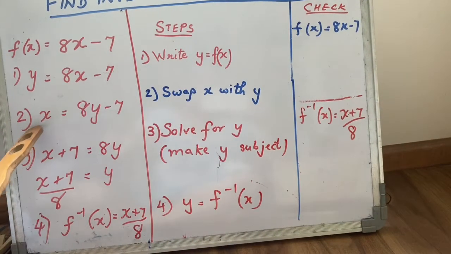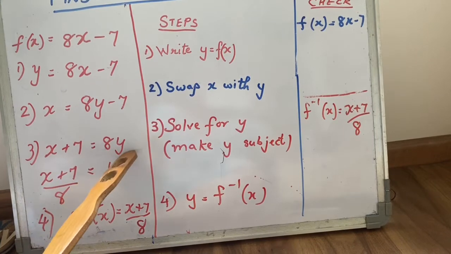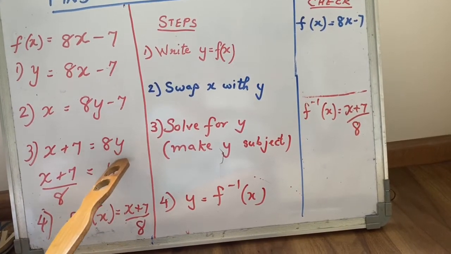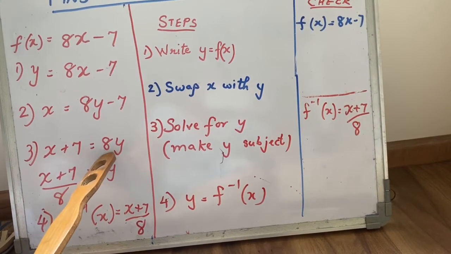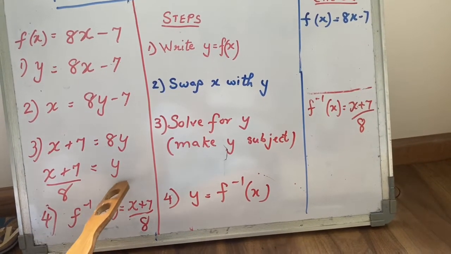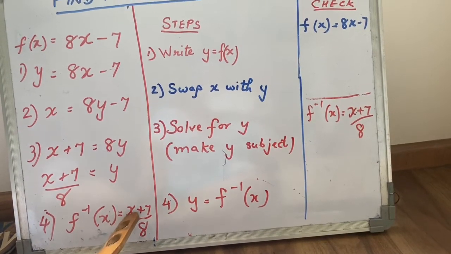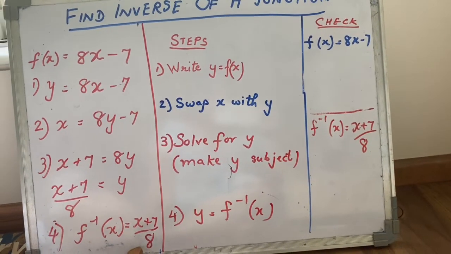Minus 7 on this side, when it comes, it will become plus 7. So x plus 7 is 8y. And you want y over here, so we will divide by 8 and bring it over here. And then replace y with f inverse x. So we have f inverse x is (x plus 7) by 8.